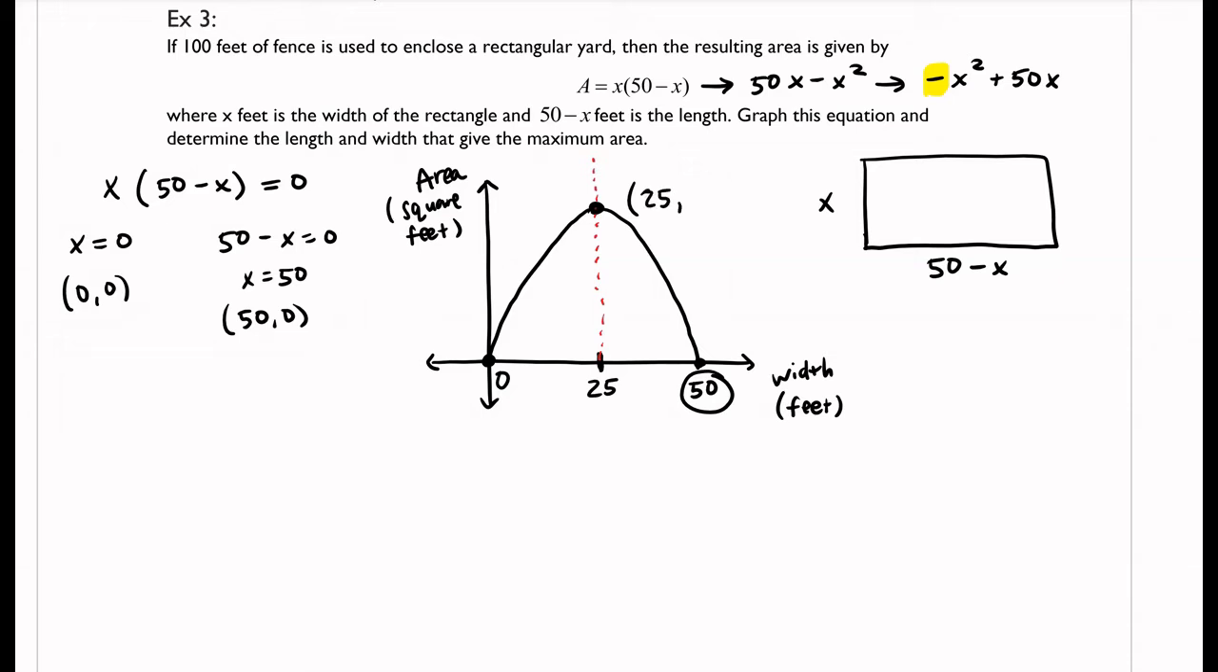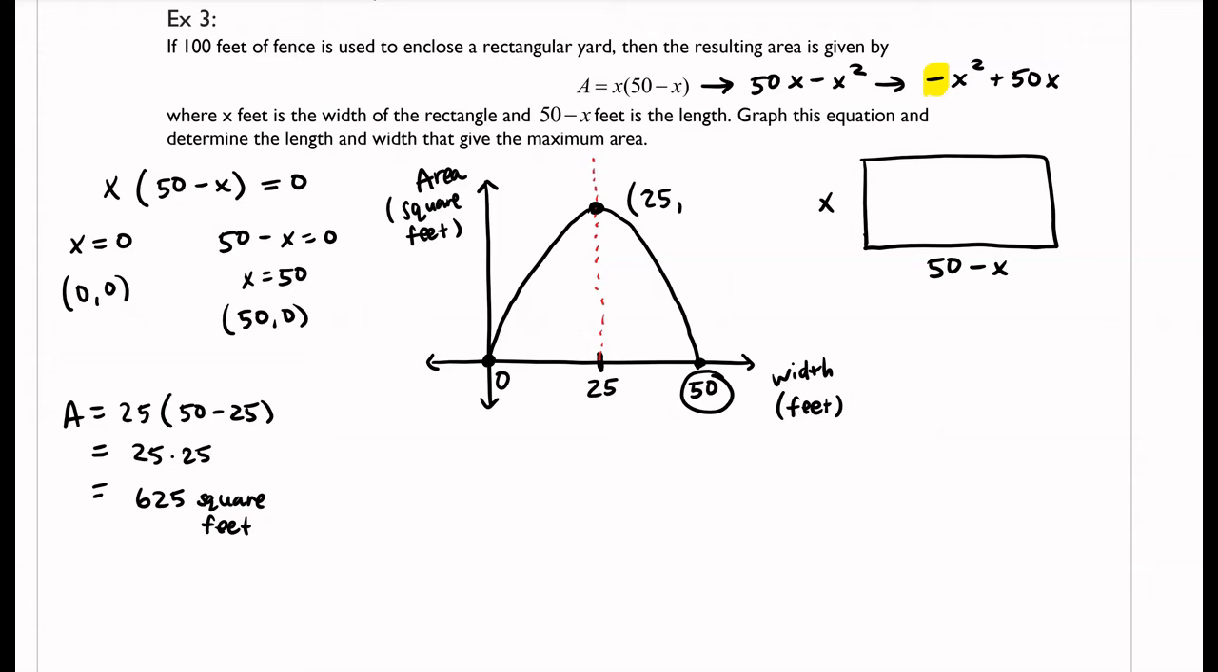And then we could plug in, if we wanted to, the area when the width is 25. So that would be 25 times 50 minus 25, which is 25 times 25, which is 625 square feet. So that is the maximum area that we will get out of this pen, or rectangular pen or yard or whatever.